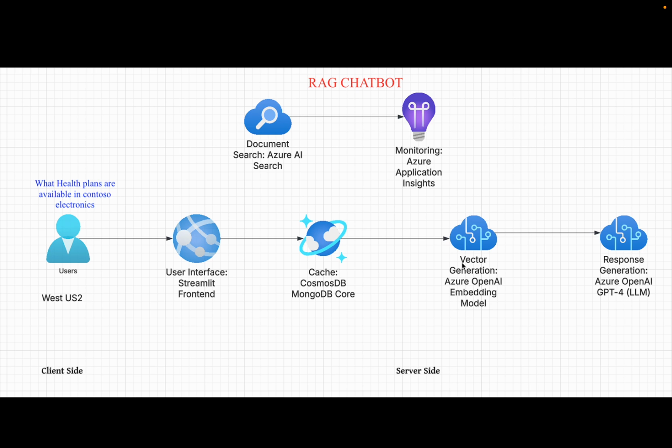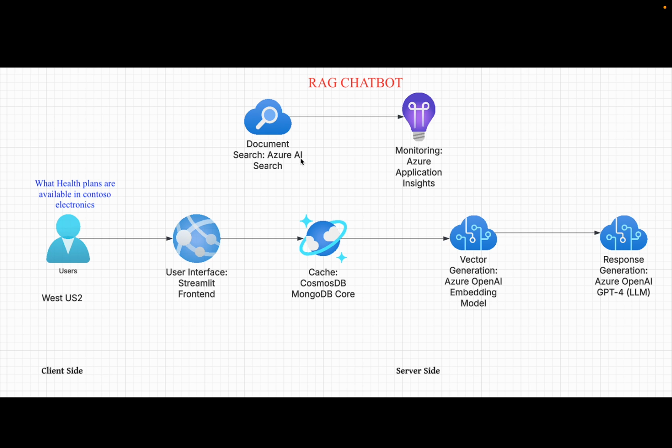Then comes the Azure OpenAI embedding model. What is it? OpenAI provides pre-trained models that can convert text into vector representations. These vectors capture the semantic meaning of the text. Why is it important? Embeddings allow us to perform semantic searches, ensuring that the system retrieves the most relevant documents based on the user's query.